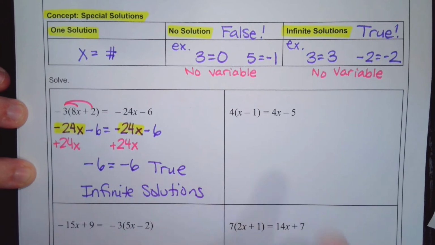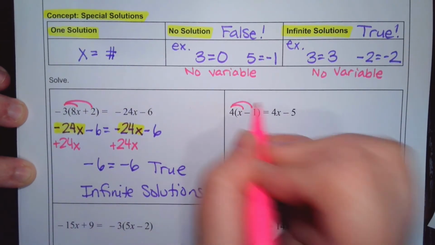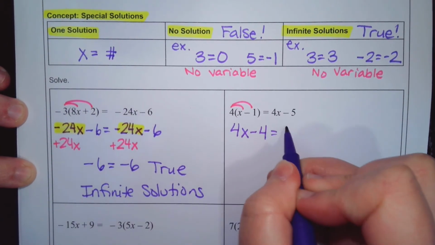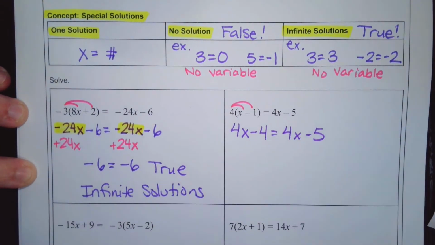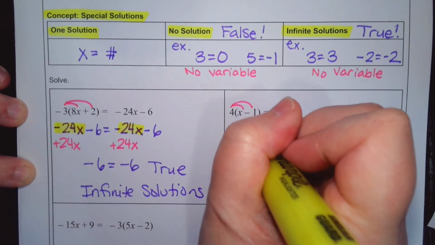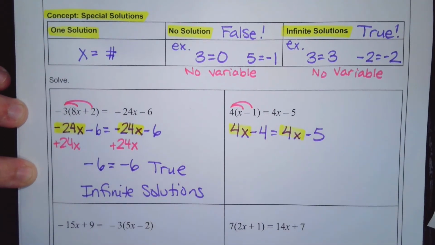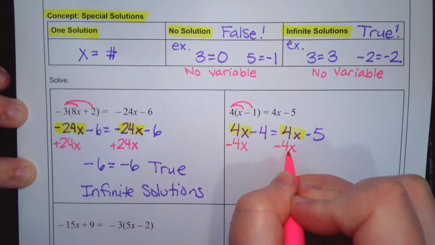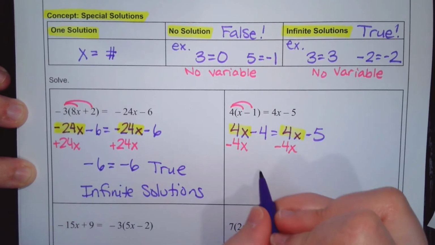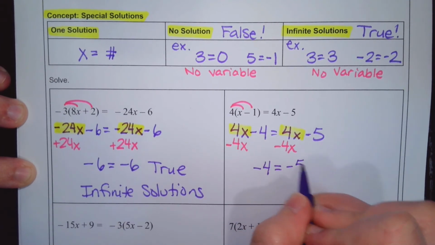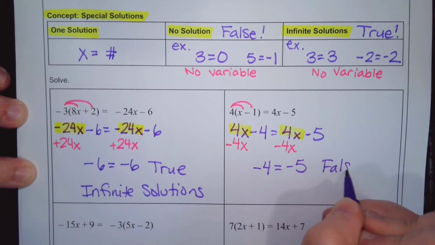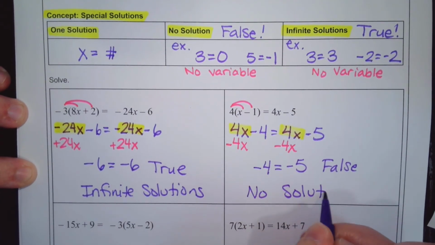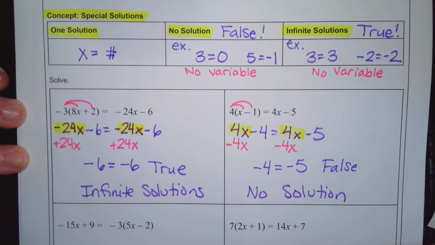All right, our next one. Distribute the 4. So we have 4x minus 4 is equal to 4x minus 5. We have the same variable, so I'm going to subtract 4x, and it's going to disappear. And we're left with negative 4 is equal to negative 5. This is false, so this is no solution.